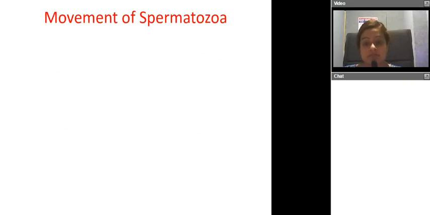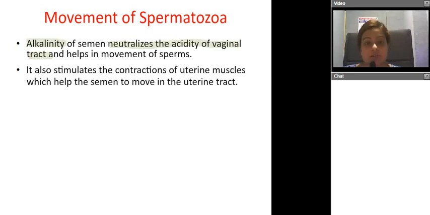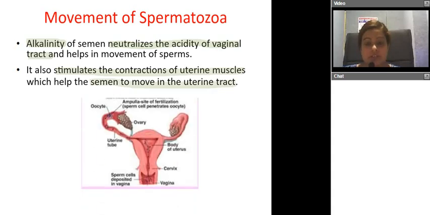Now, the sperms, after the process of fertilization, we know that they enter the female vaginal tract. After they enter the female vagina, they enter into an acidic environment. But the sperms are alkaline in nature. As a result, they neutralize the acidity of the female vaginal tract. They also stimulate the contraction of the uterine muscles of the female and help the semen to release into the uterine tract after the process of ejaculation. So these are the sperm cells released after the process of ejaculation into the female vagina, and they reach the body of the uterus and finally the ovaries. Right?